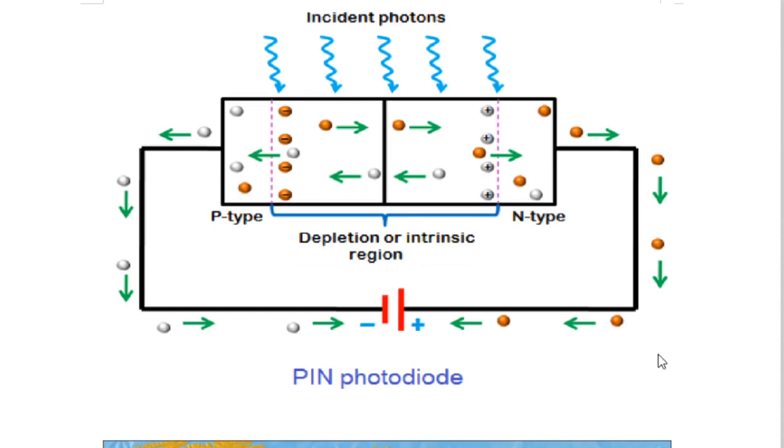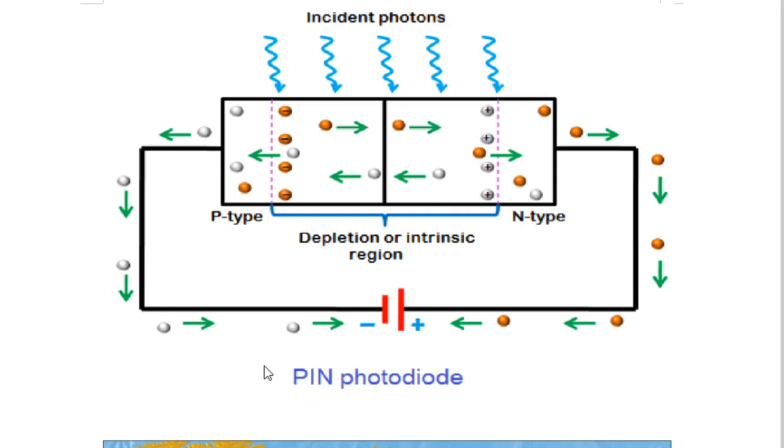Now there is one more example which you quoted, the PIN photodiode. So here, see, P-type semiconductor material, N-type semiconductor material, and I means intrinsic. This much big area is given for the intrinsic region, so this is called the depletion or intrinsic region. Intrinsic semiconductor material means pure silicon or pure germanium, and it is sandwiched between extrinsic semiconductor material, p-type and n-type. That's why it is called a PIN photodiode.